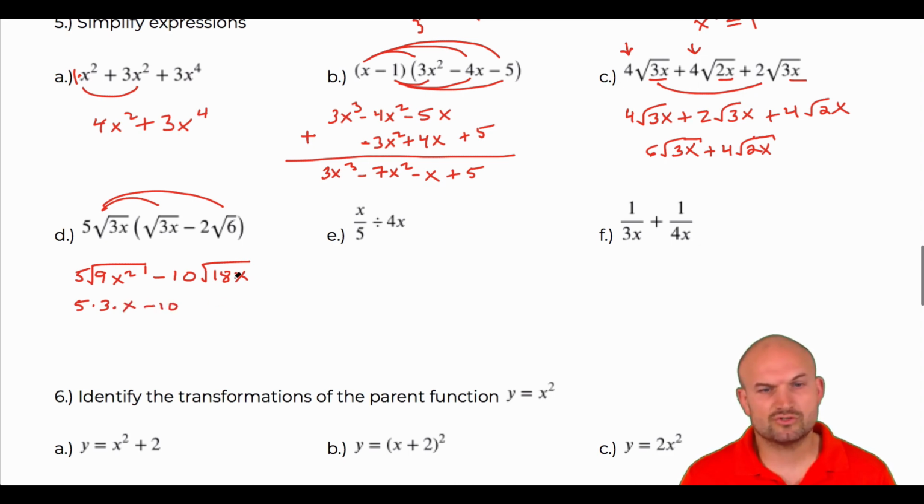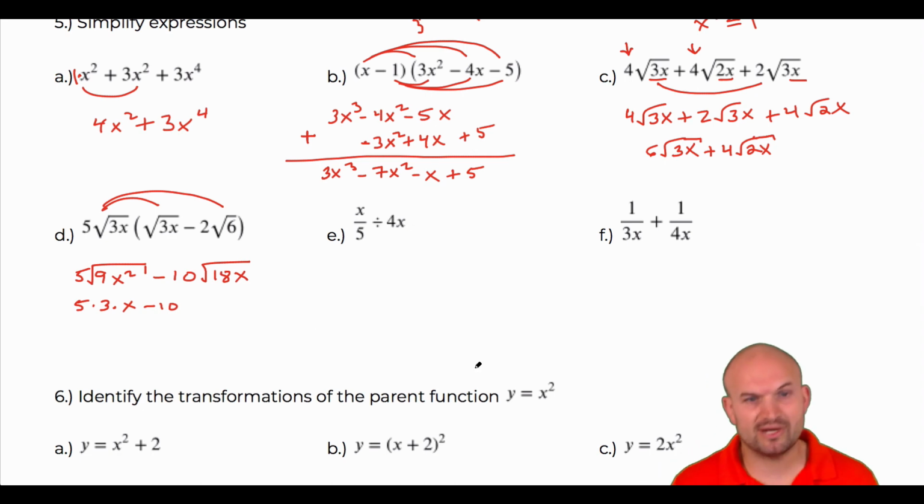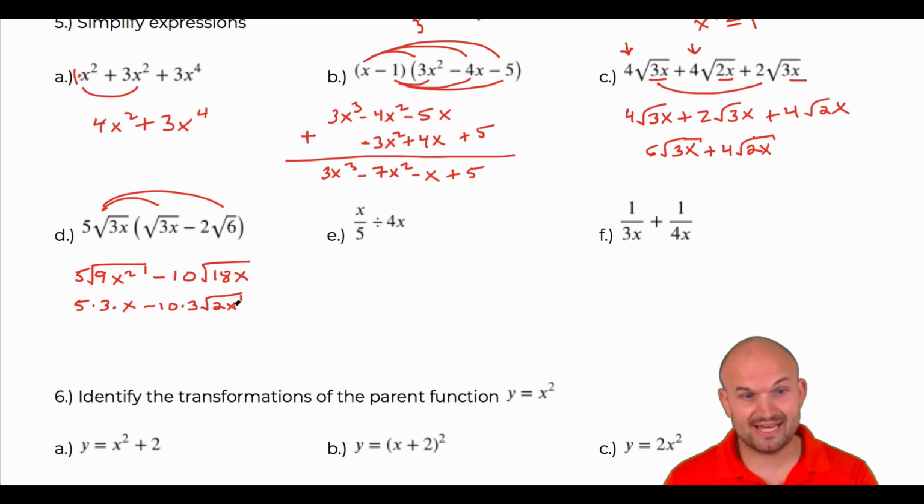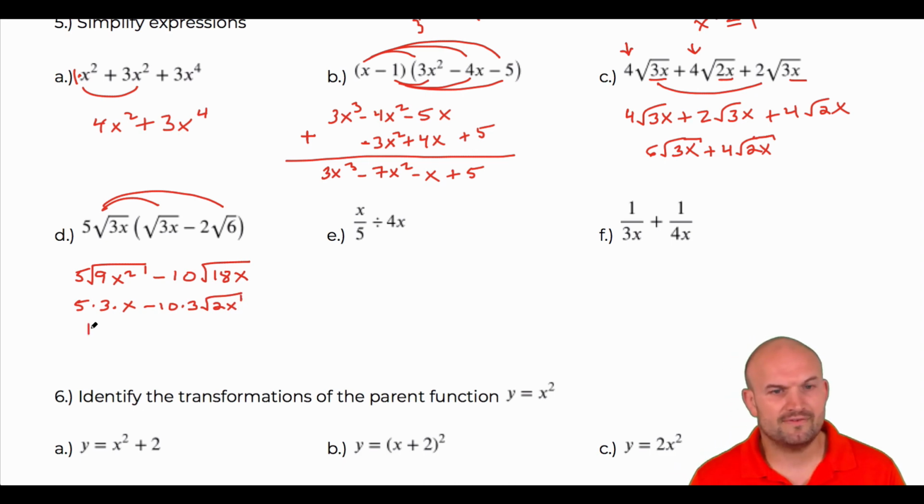Minus 10. Square root of 18, we can actually break that up into the square root of 9 times 2. So that'd be times 3 times the square root of 2x. So we can't simplify that any further. So we're going to leave that just as. Therefore, we have 15x minus 30 square root of 2x.